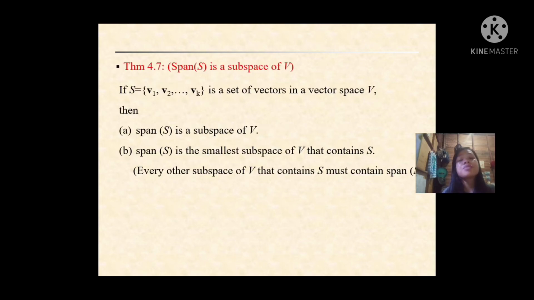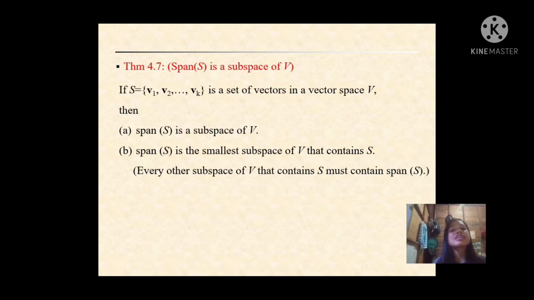Theorem 4.7, span is a subspace of V. If set S, V sub 1, V sub 2, up to V sub k, is a set of vectors in a vector space V, then span S is a subspace of V. Letter B, span S is the smallest subspace of V that contains S. Every other subspace of V that contains S must contain span S.